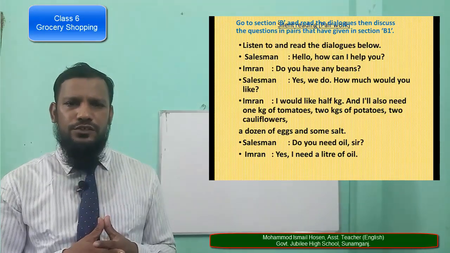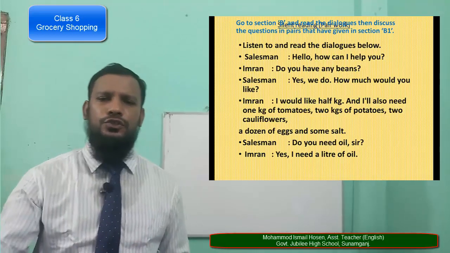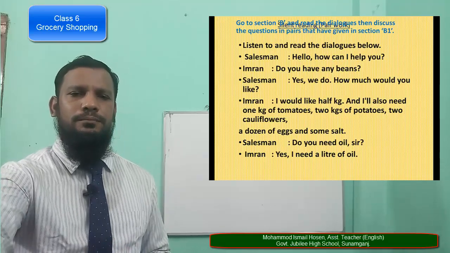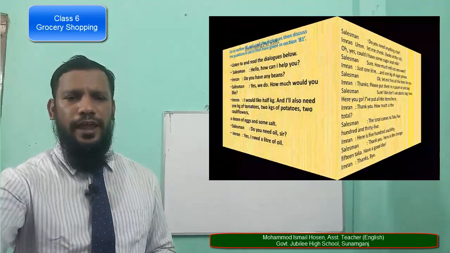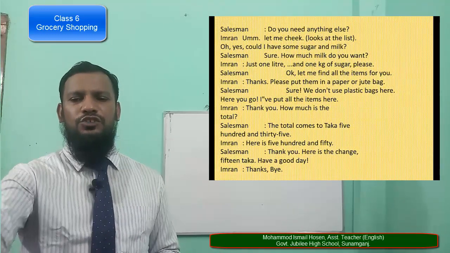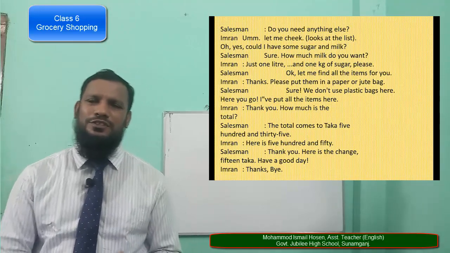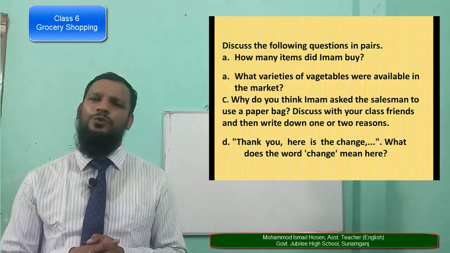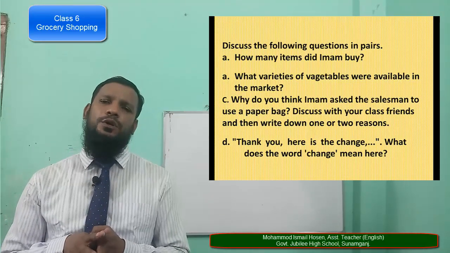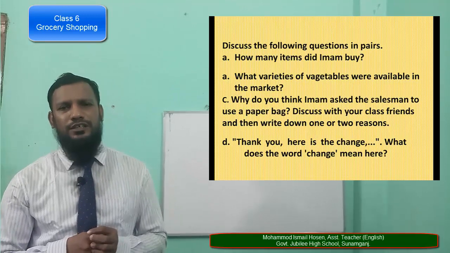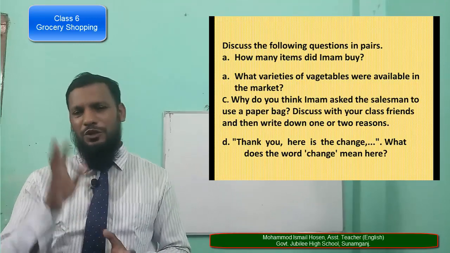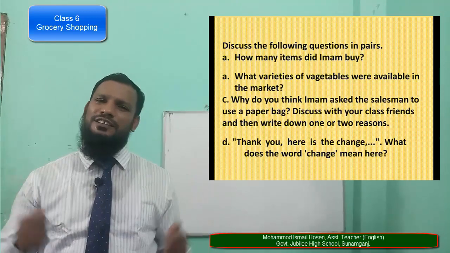He needed beans, then tomatoes, potatoes, cauliflowers, oil, salt, eggs. So in this way you will count how many items. Then you will talk with your friends or brother, sister or family members. What varieties of vegetables were available in the market? Different varieties of vegetables were found. You have to read the text again and find the answer.